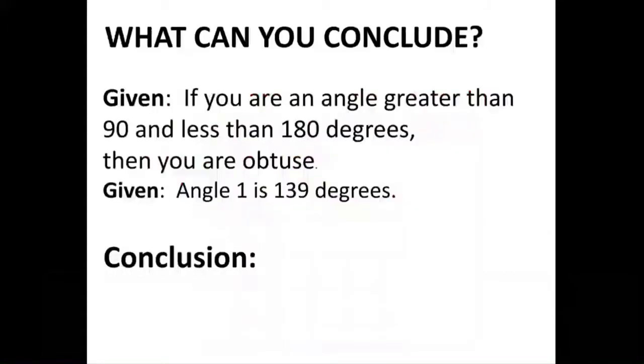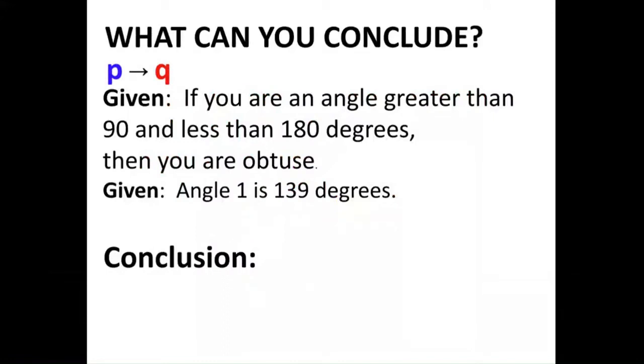I'm going to assume that both of these statements are true. Of course, the conditional is true, and we're going to assume that the second given statement is also true, but I'm going to go ahead and read it for you. The first thing is, if you're an angle greater than 90 and less than 180 degrees, then you are obtuse. And then the statement that goes along with that: angle 1 is 139 degrees.